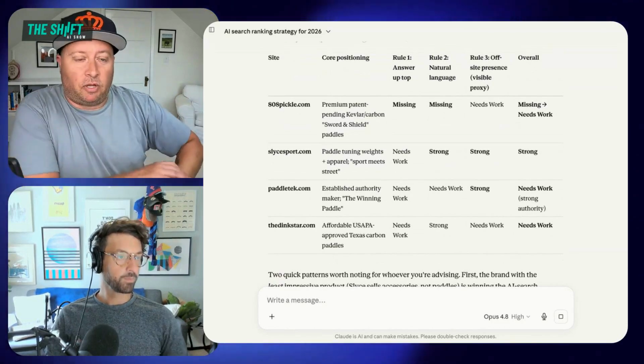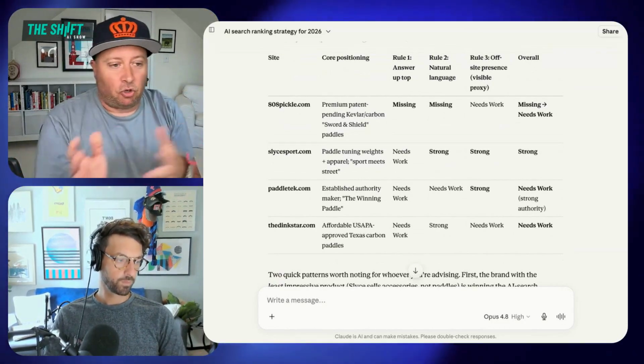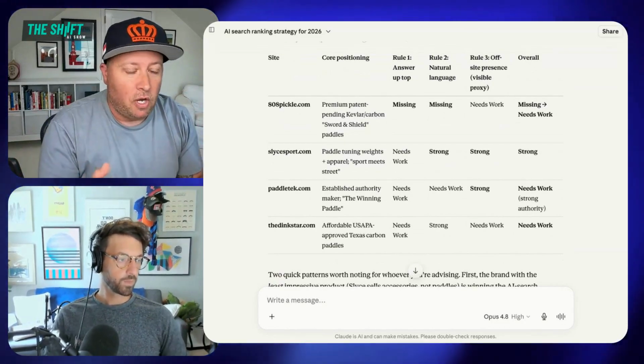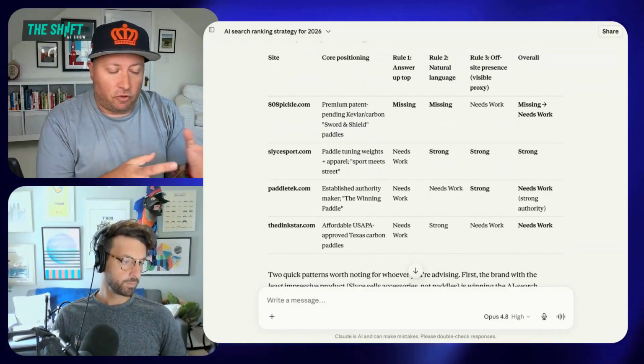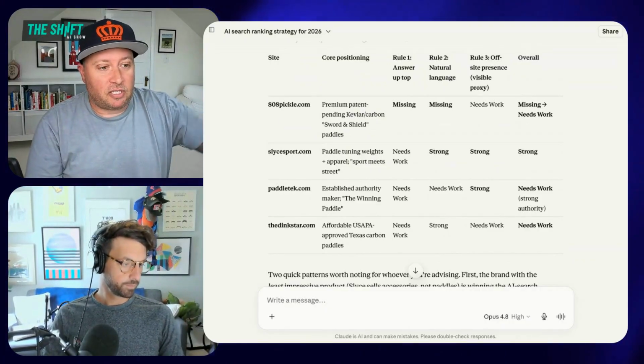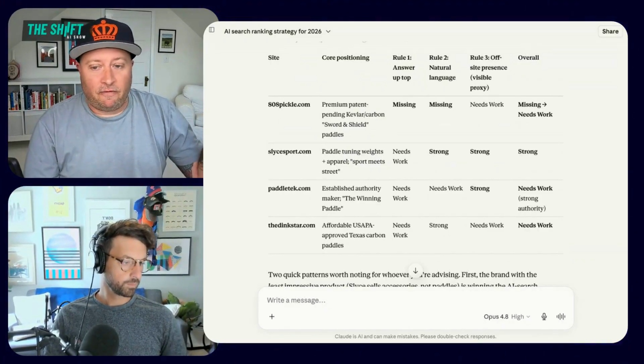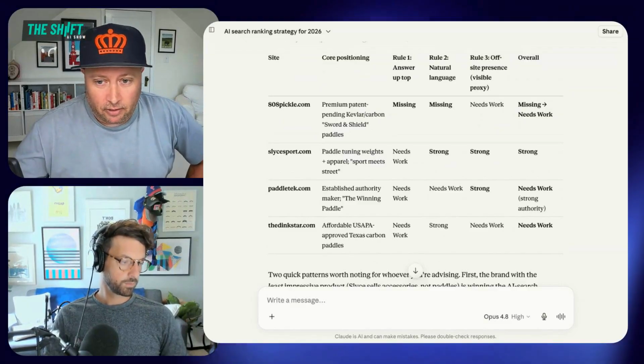And you can read through this. When you do this for your business and your own competitors, it's useful in understanding where you sit versus some of your competitors. But really, we're going to use this to inform the next step that we're doing here.